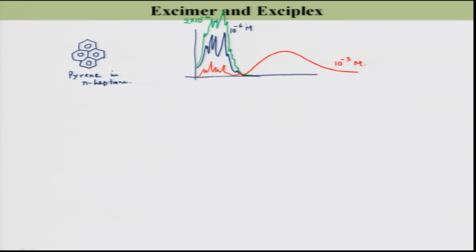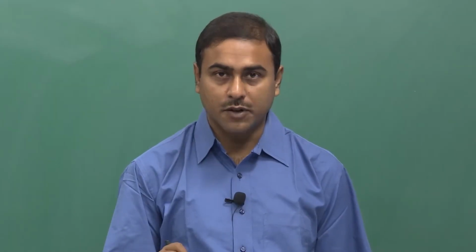That means what you can see here is the quenching of the band, and a new type of emission actually comes into the picture. This new type of emission that you can see over here is explained on behalf of excimer formation.